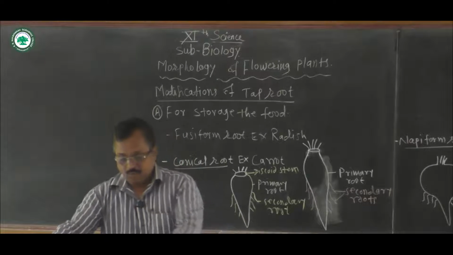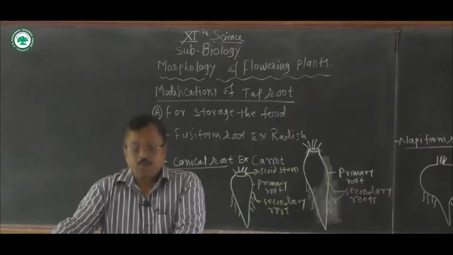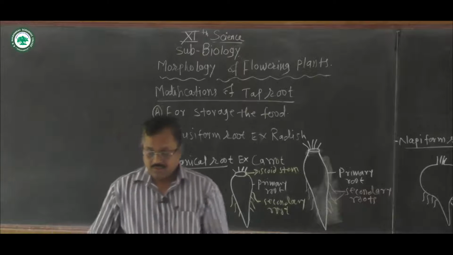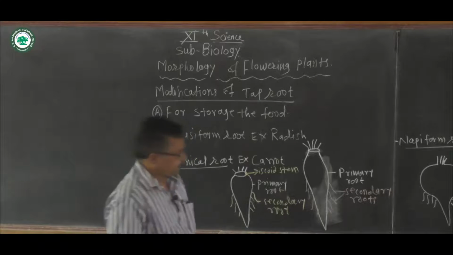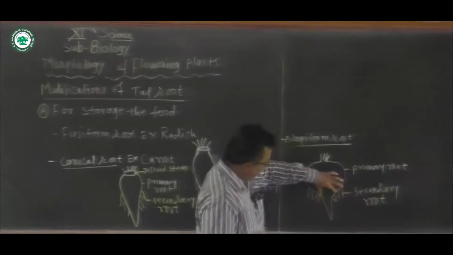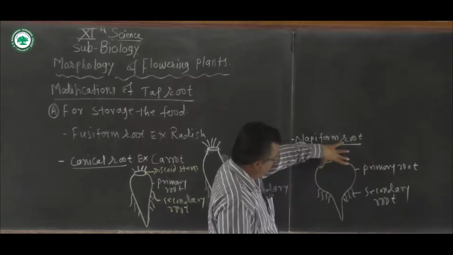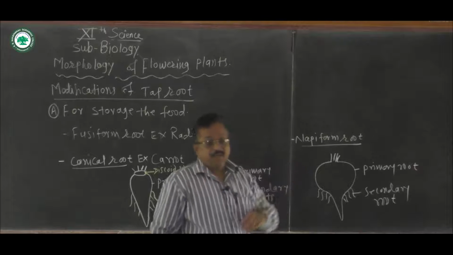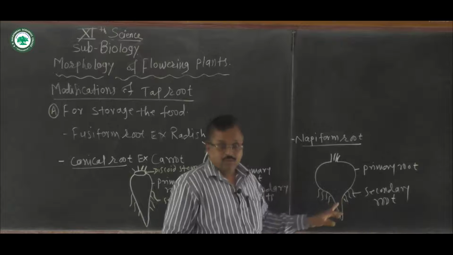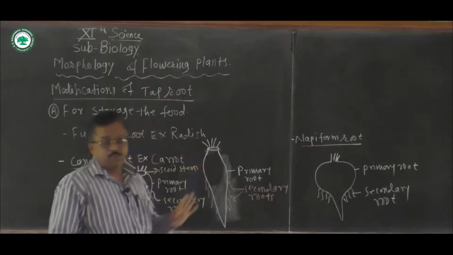The basal part of the fleshy root is the hypocotyl region. Secondary roots are present towards the narrow end of the root. Towards the apical region it is narrow, tapering, and towards the basal region it is broad, and it appears like a top. Hence it is called napiform root. This is another type of modification of taproot for storage of food material.